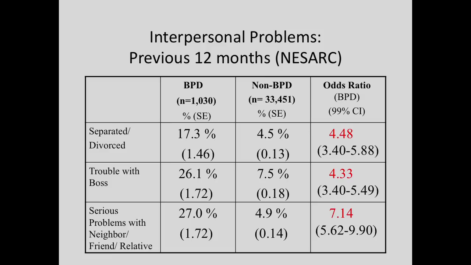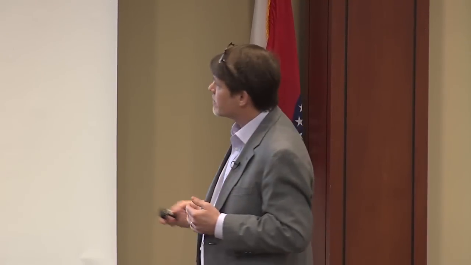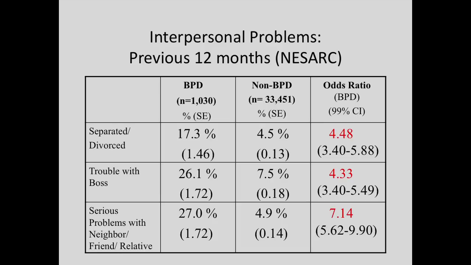We were able to look at borderline diagnoses here, and so a simple question is, even in a non-clinical sample, is having this disorder associated with more interpersonal problems than for those who don't have the disorder in the last 12 months? So these are frequency counts or prevalence rates over the previous 12 months of assessment. And as you can see, in every case you have about 4 to 7 times as great a chance of these negative interpersonal outcomes if you're diagnosed with this disorder versus not, whether it's separation or divorce, trouble with a boss, or serious problems with a neighbor, friend, or relative.